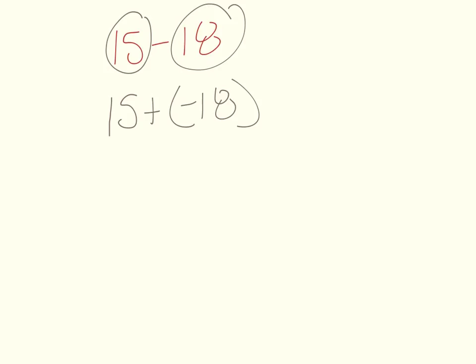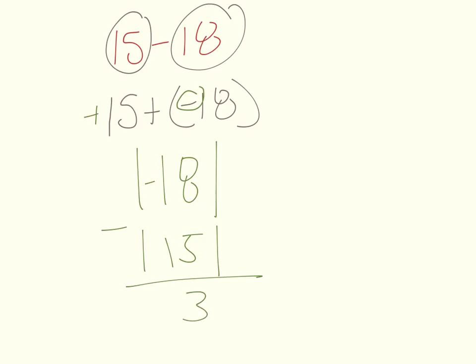Now we have a problem with different signs and adding. And that's when we can look back to our rule of absolute value of the larger minus absolute value of the smaller, keeping the sign of the larger. And 18 minus 15, as we see, is 3. And because negative 18 had the largest absolute value, we keep the negative, ending with the answer of -3.